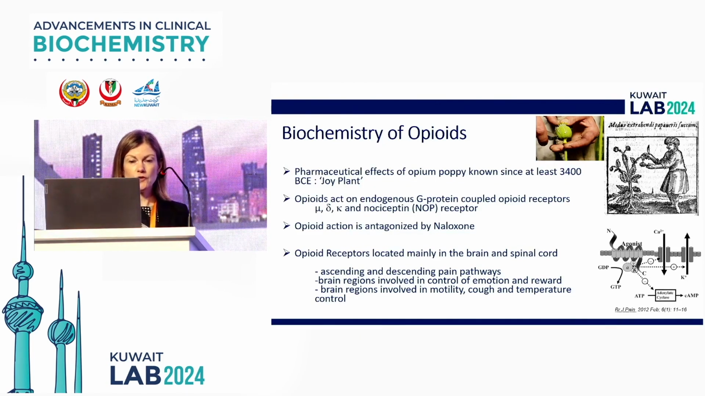The action of opioids on the receptor is antagonized by naloxone, and opioid receptors are located mainly in the brain and the spinal cord. They are involved in ascending and descending pain pathways, and also in brain regions involved in control of emotion and reward, and brain regions involved in motility, cough, and temperature control.